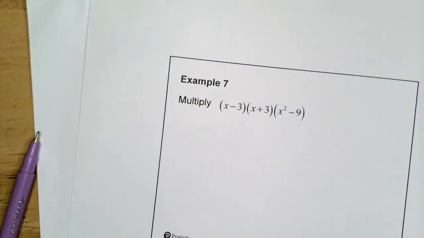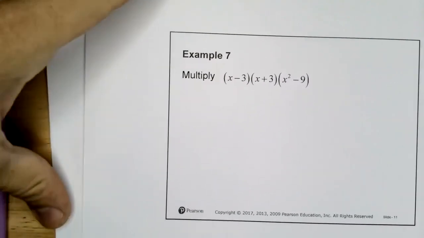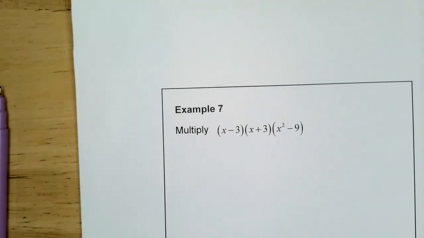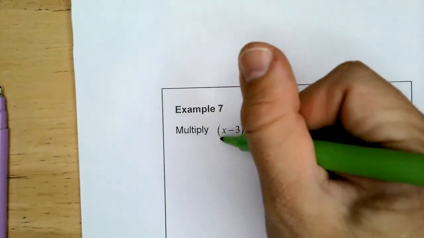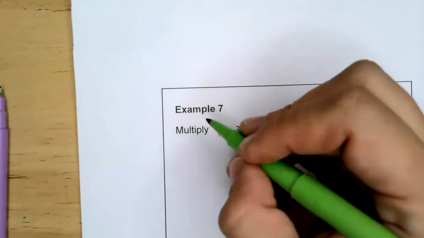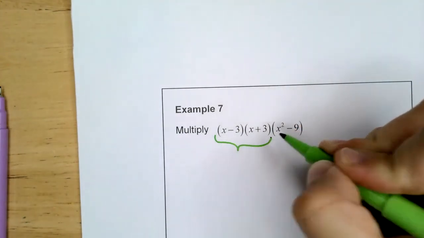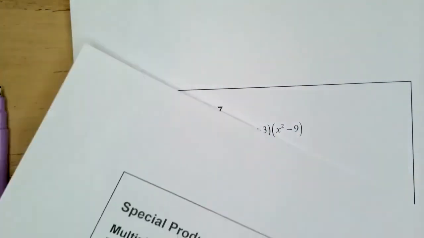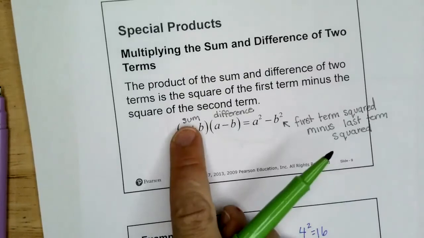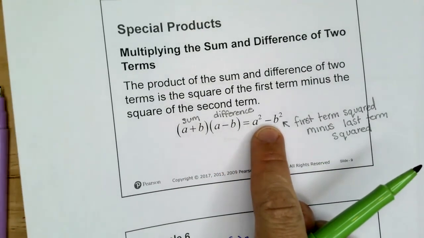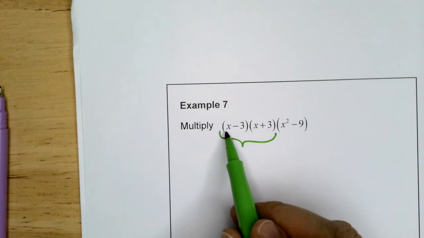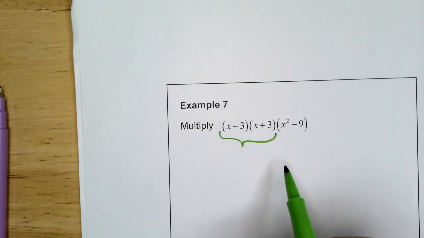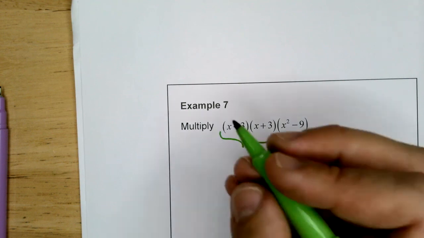All right, last one. We are just going to multiply. We'll just take it one pair at a time. We can't multiply all 3 at once, so we'll just multiply these 2 first. So again, we can either look at the rule, that is a sum and a difference. So we can just say it's a squared minus b squared. It's x squared minus 9. Or we can do it the long way.